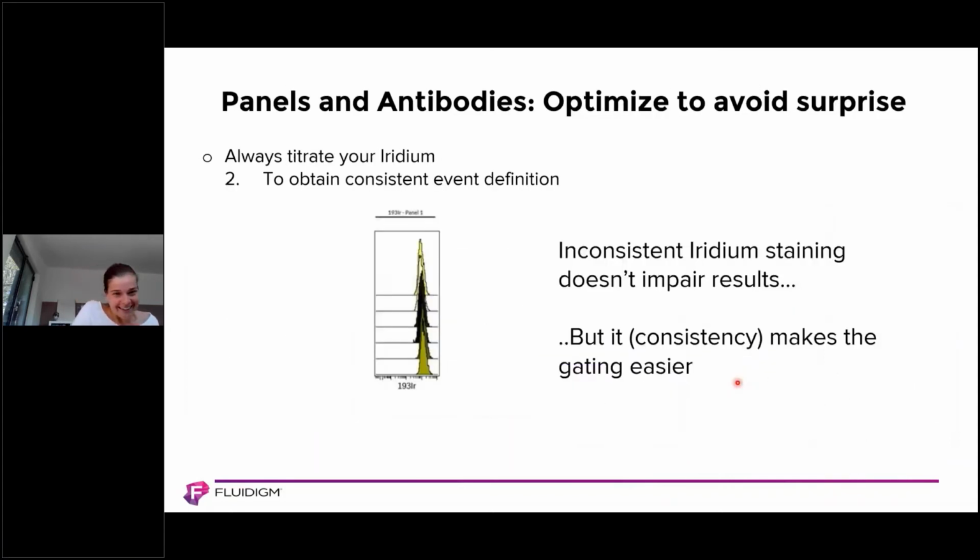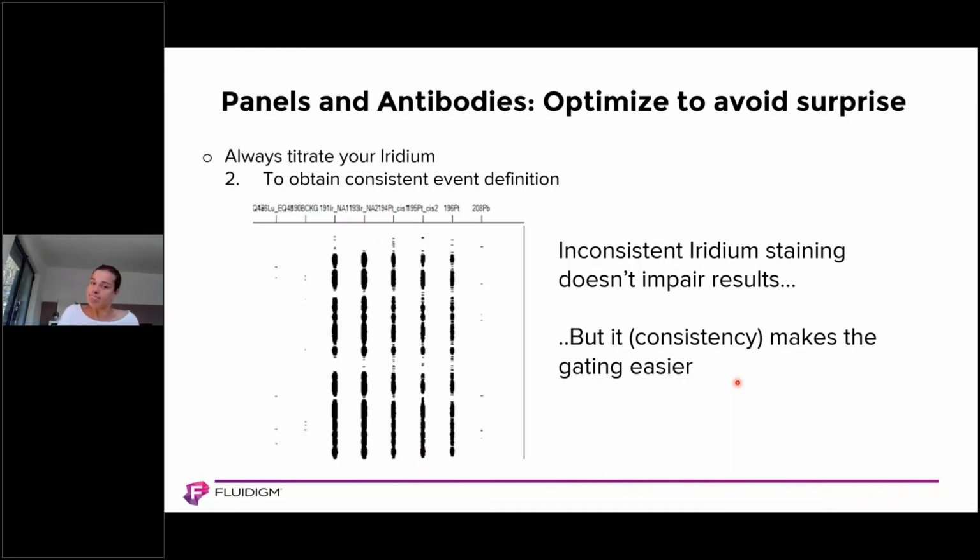Never forget that. And just keep in mind that an inconsistency in your iridium staining will not impact your results, but it will be much easier if you always have the same intensity of your signal for your gating. And if you use too much reagent, you will have the same issue as the contamination issue we saw before. So yeah, titration is something really crucial, and never avoid doing that.